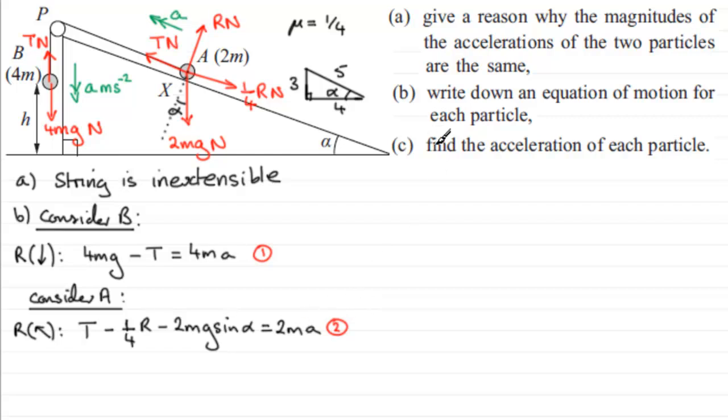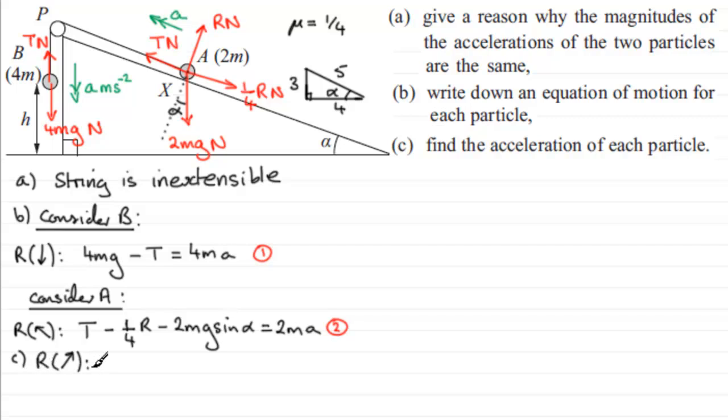Now for part C, we've got to find the acceleration of each particle. And in order to do that, we're going to need to work out what R is if we're to find out what a is in these equations. So I can get R by still working with particle A, but resolving perpendicular to the plane. So that's the next move that I'm going to make, resolving away from the plane, taking that as positive.